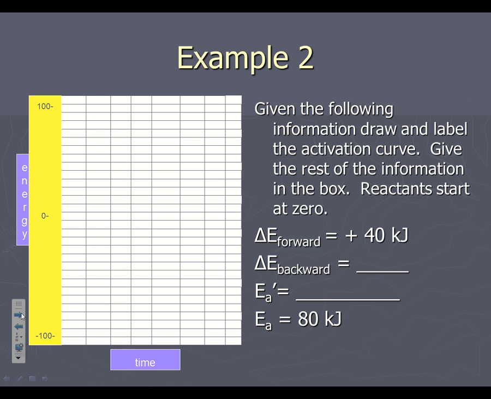What do you guys think? Is it going to be an endothermic reaction? If I have to add energy into it, this curve is going to be an endothermic, not an exothermic like the one before. So the products are going to be 40 above where the reactants start.